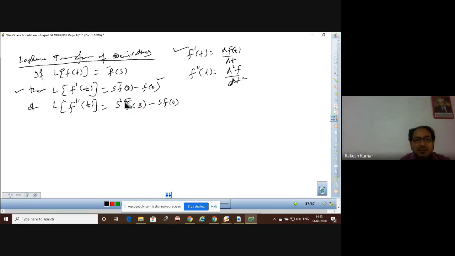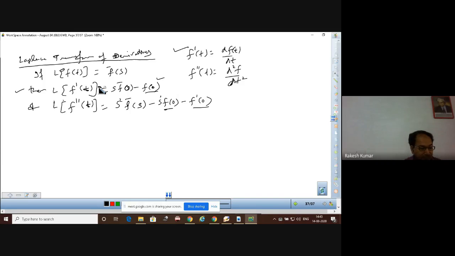Let's see. If there is s square, then next there is power 1, then there should be without s. And now it is f of 0, then there should be f dash 0. All these are called initial values. These f of 0 and f dash 0 are initial values of the given function. It must be given to us. It must be given in the statement of the question if we want to solve it completely.